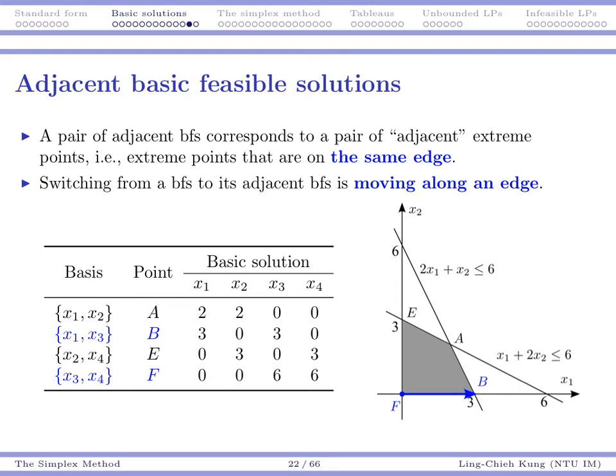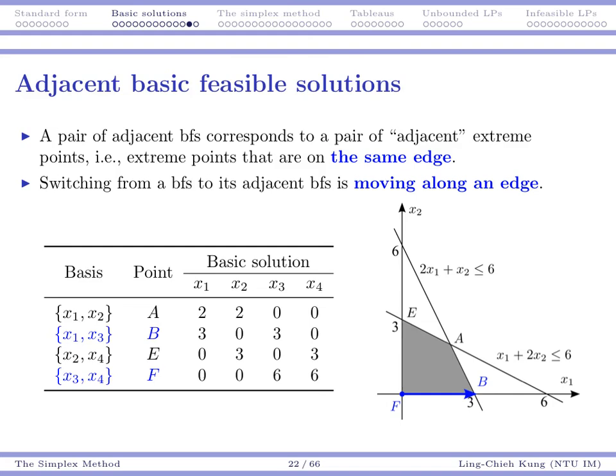Then, if you look at their bases, for B and F, what do we see? They share x3, and only one variable is different: x1 and x4. For A and F, for example, the basic variables are not the same; they have two variables that are different. So that's why A and F are not adjacent.